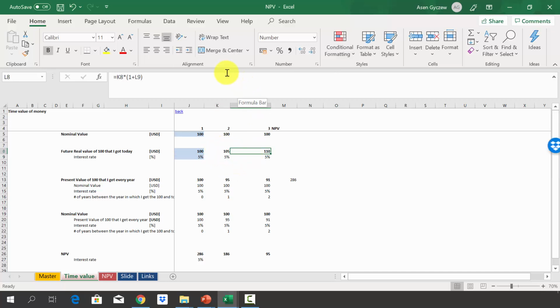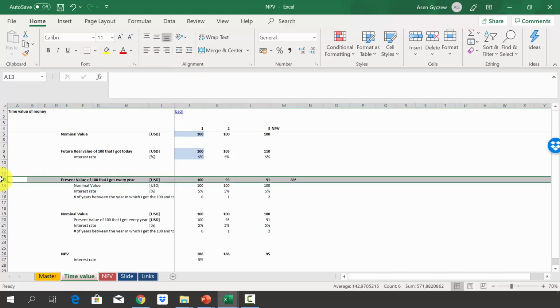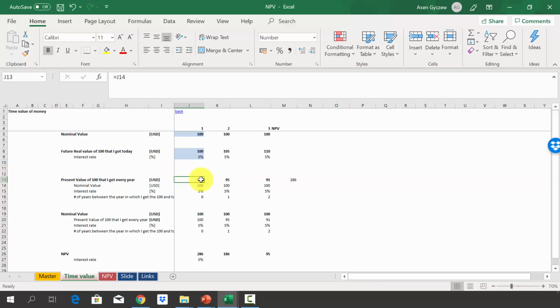And in the third period, we do exactly the same thing. We get the value from the previous year, and then we multiply by 1 plus r. We can as well have the nominal value multiplied by 1 plus r to the power of 2. Now, when it comes to the present value of 100 that I get every year, we have calculated this in row 13. So as you might remember, it's 100, 95, and 91. And here we have the exact formula.